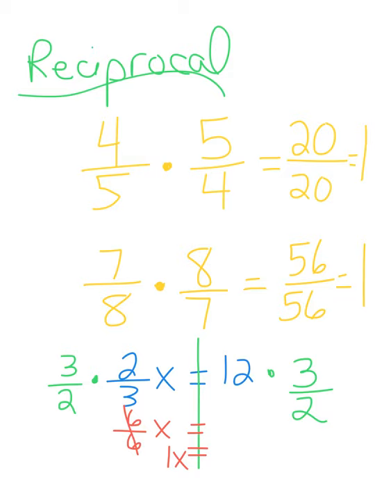Let's do our math on the other side. How do we take 12 and make it a fraction? We can take any whole number and make it a fraction by placing it over 1. And 12 times 3 is 36. 1 times 2 is 2. And 36 divided by 2, we can simplify that fraction and get the whole number 18. So my value for this one is x equals 18.